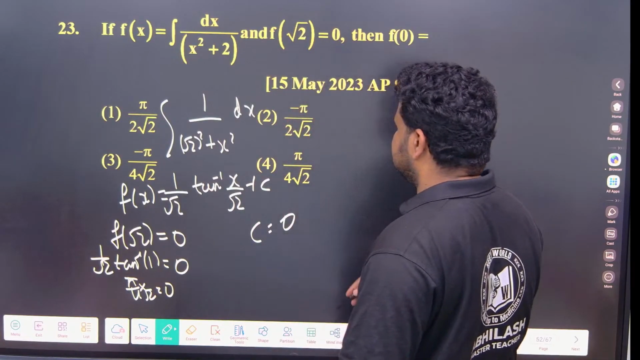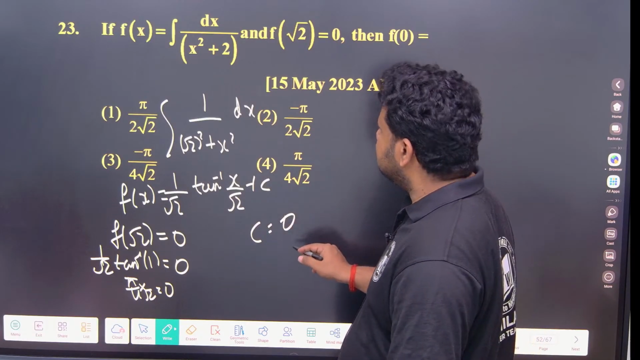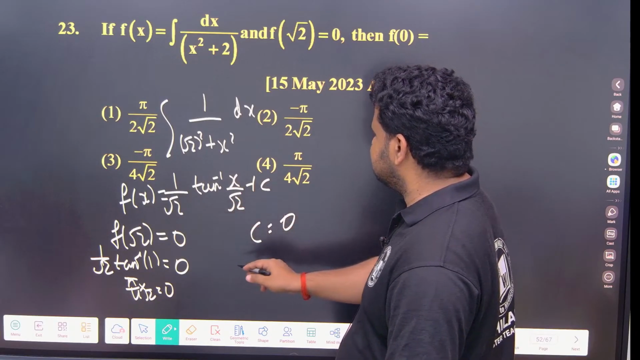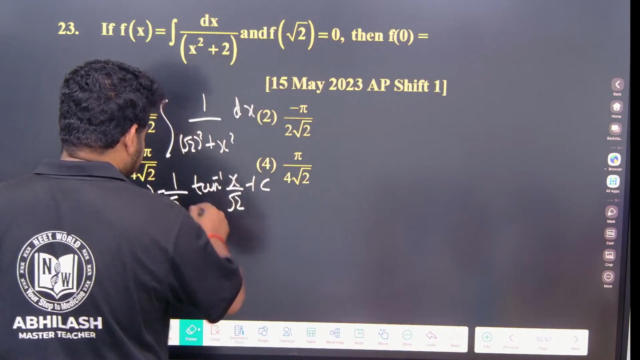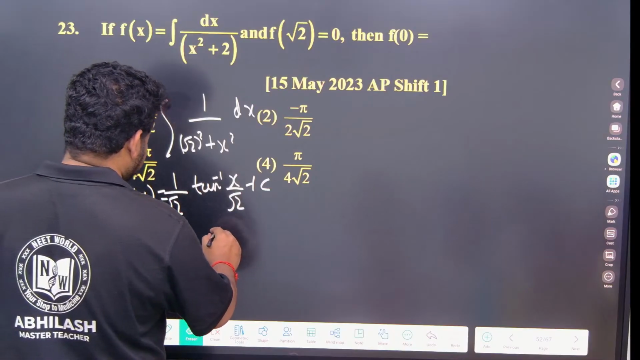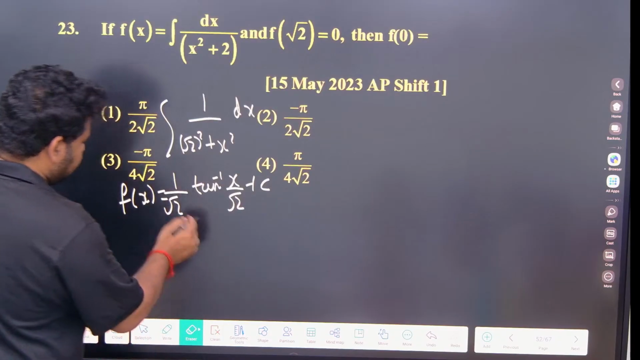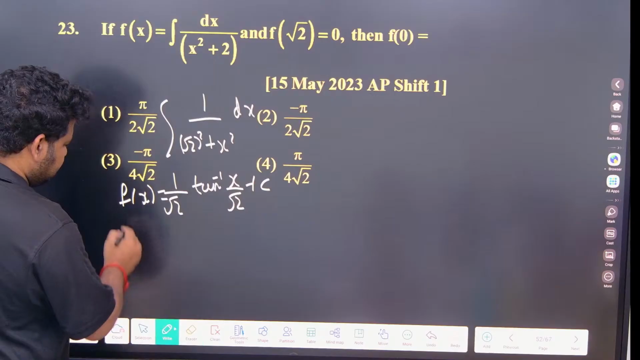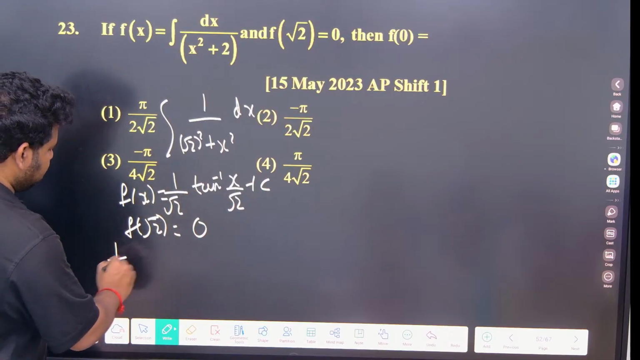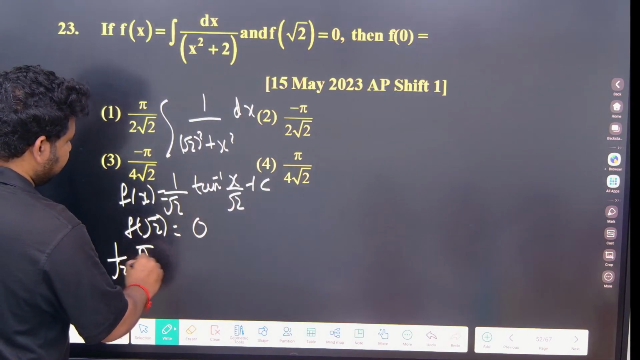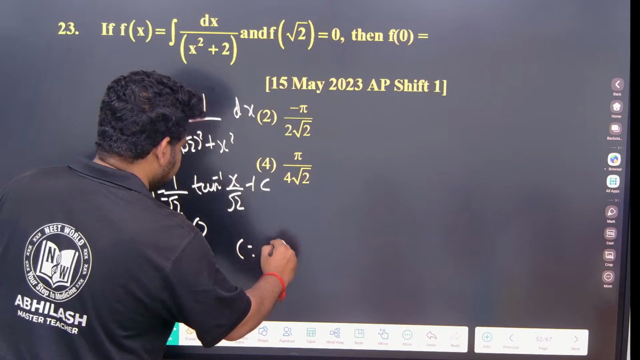Now you take f of 0. C will become equal to f of root 2, which is 0. This is indefinite integration, so plus C. f of root 2 is given as 0. Now tan inverse of root 2 by root 2 is pi by 4, so 1 by root 2 into pi by 4 plus C is equal to 0. So we will take C as minus pi by 4 root 2.